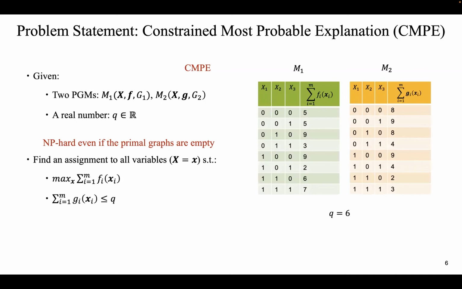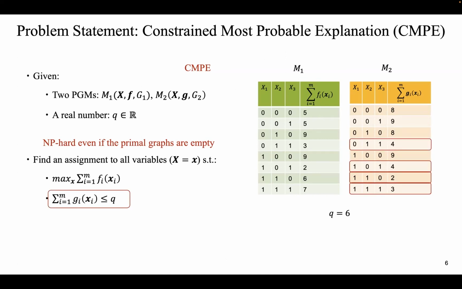So let me try to make the problem definition more concrete using an example. Let us say that you are given two models over 3 Boolean variables, x1, x2, and x3. The first table shows the weights of the 8 assignments to x1, x2, and x3 according to model M1. And the second table, on the right, shows the weights according to the second model M2. Here I'm assuming that this real number Q is equal to 6. So the task is to find an assignment having the highest weight according to M1, such that the weight according to M2 is bounded by 6.